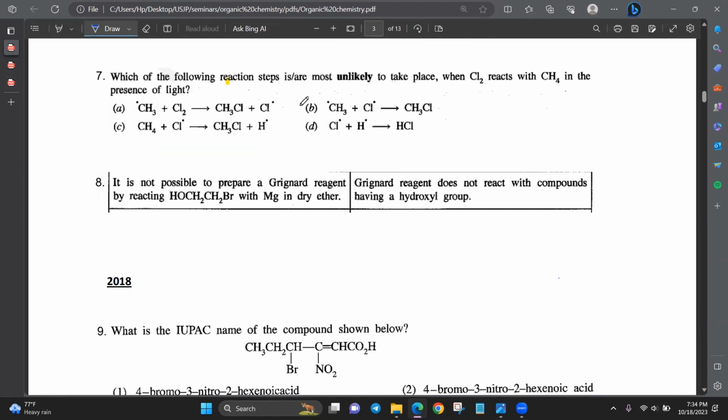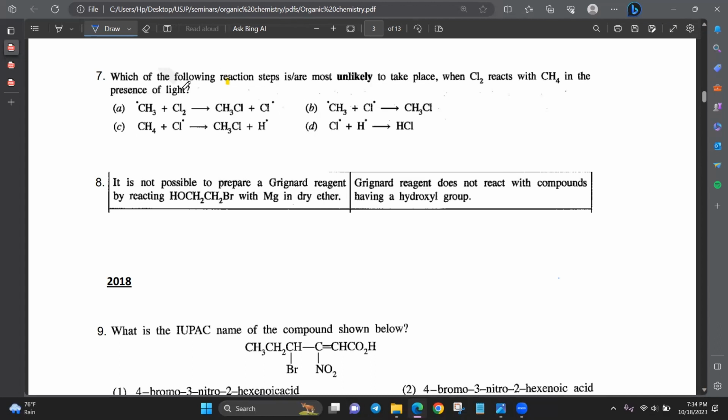Now, if you see the resource book, they have given this full mechanism properly. They have given all the chain initiation steps, chain propagation steps, and then chain termination steps. Likewise, they have given all the reactions step by step. Here, I'm not going to discuss all those reactions. I'm just telling you how to approach this question. So for this, you need not know the entire reaction mechanism.